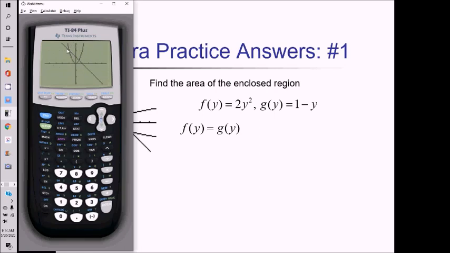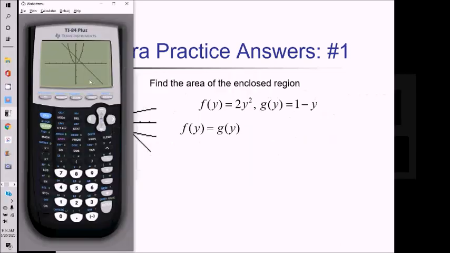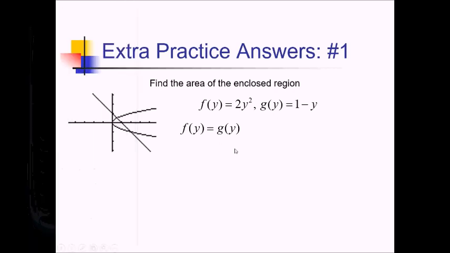Now the x values where these things intersect correspond to the y values where the inverses intersect. So I'm going to find the x value intersections, and those will just give me the y values that I need to use over here. So let me do second trace, option 5, intersect. And let's move my spider over to the left one here. 1, 2, 3 enters. We have an intersection of x equals -1. So that means that these are going to intersect at y equals -1.